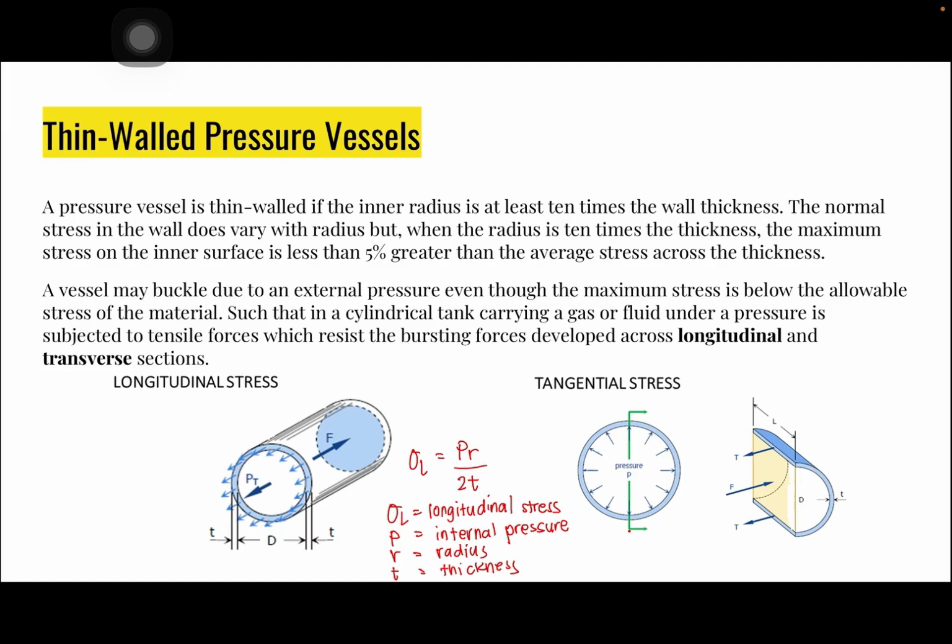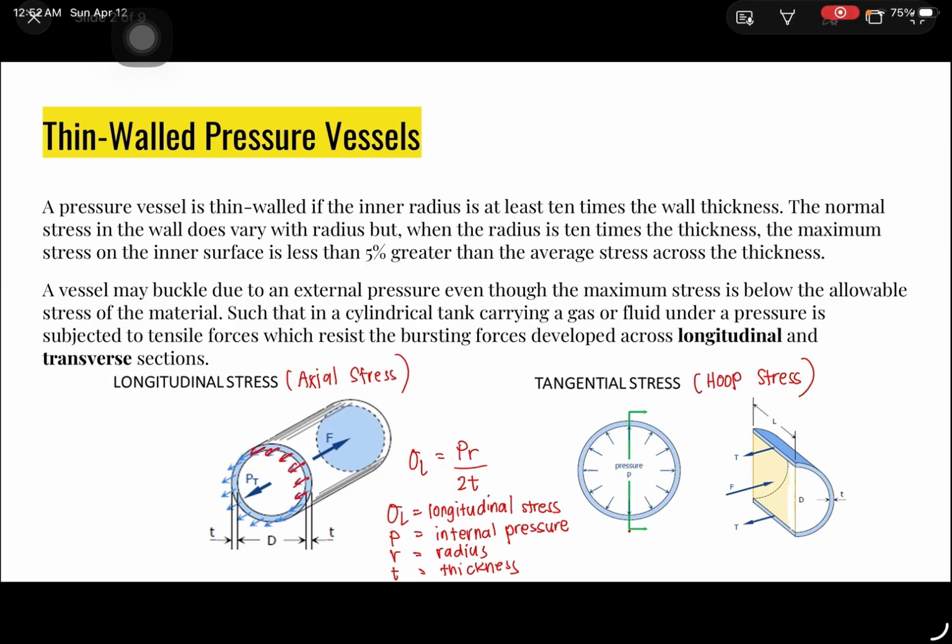Then let's move on to the tangential stress, also known as hoop stress. For longitudinal, it is also known as axial stress. So yung longitudinal stress po, nag-act siya dun sa thickness ng thin-walled vessel natin, while sa tangential stress, nag-act siya dun sa circumference ng thin-walled vessel natin. For the tangential stress or hoop stress, ito naman yung stress around the circumference ng cylinder. So it resists the force that tries to burst the cylinder open. So this is the critical stress, and usually mas malaki siya sa longitudinal stress.